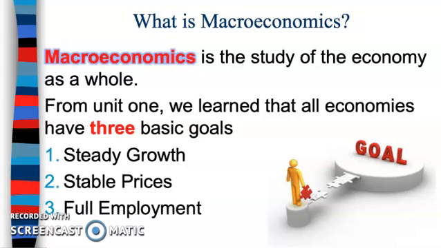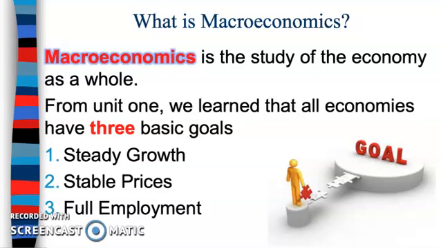In our last unit, you were looking at microeconomics, which is the study of the small different parts of the economy. Now, we're going to build on some of the ideas that we learned in Unit 1. And in Unit 1, we understood that there were 3 basic economic goals, no matter what type of economy you were in. Those 3 basic economic goals were steady growth, stable prices, and full employment.